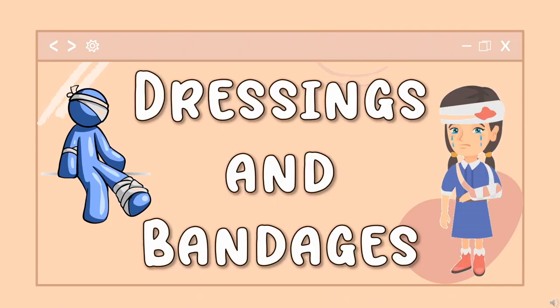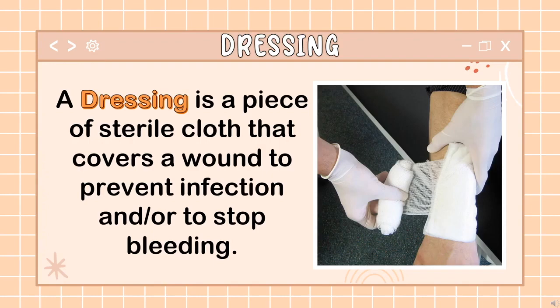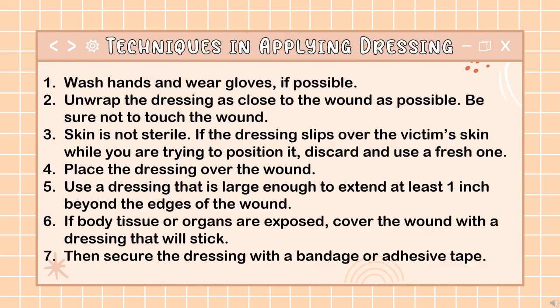Let's now proceed to the next part of this lesson, which is all about dressings and bandages. Let's start with dressing. A dressing is a piece of sterile cloth that covers a wound to prevent infection and/or to stop the bleeding. Here are the different techniques in applying a dressing.